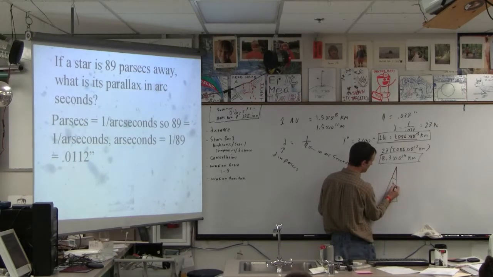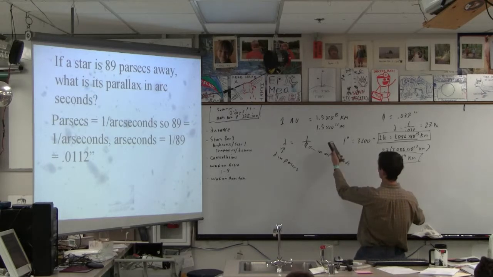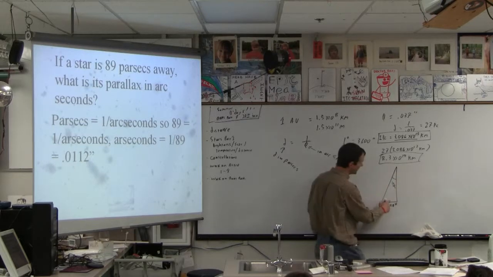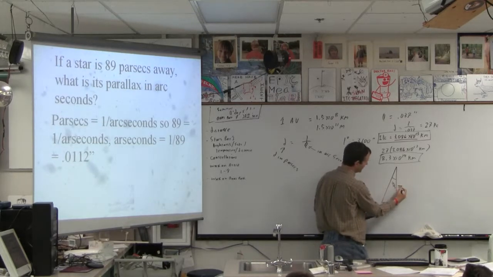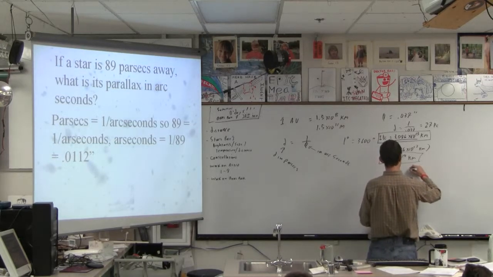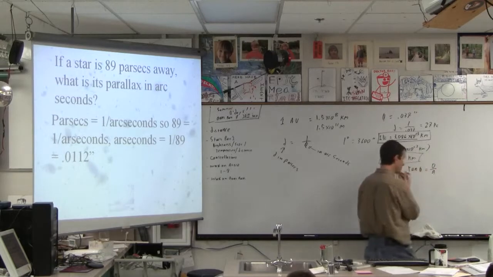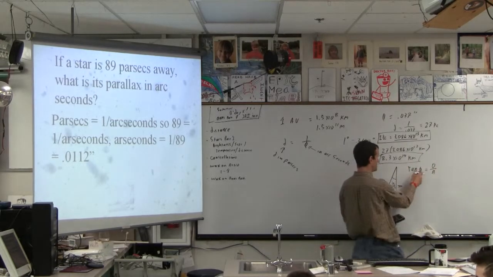That's our 0.037 seconds. This distance here is our 1.5 times 10 to the 8th. Isn't this the opposite side to the angle? And aren't we interested in the adjacent side? The tangent of phi is the opposite over the adjacent. So to get the adjacent, we just take the opposite side, which is this, and divide by the tangent.